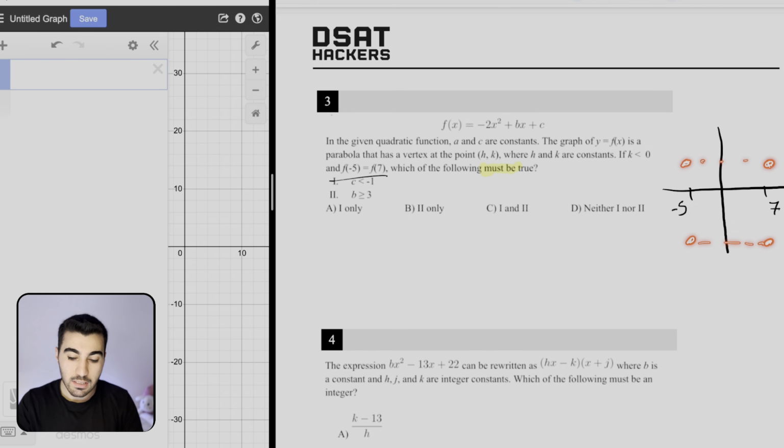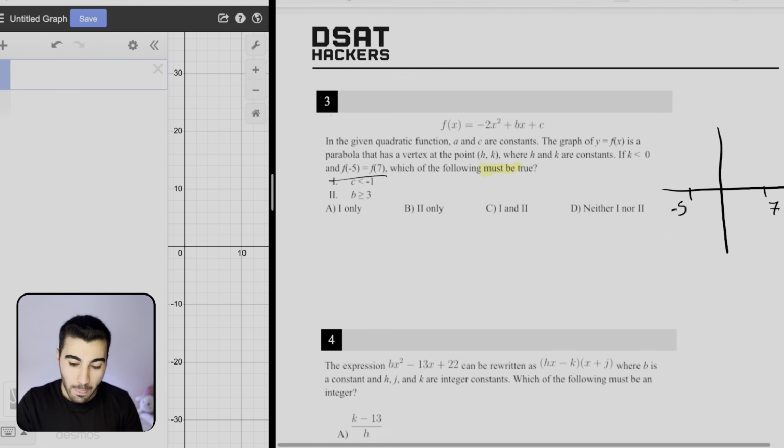So that means the vertex of this parabola is at the middle point of -5 and 7, right? How can we find the middle point of -5 and 7? You add them up and divide by 2. So -5 plus 7 is 2, divided by 2 is 1. So the vertex line is x equals 1. This is our vertex line right here, okay? That is 1, and we also have k that we don't know where it is.